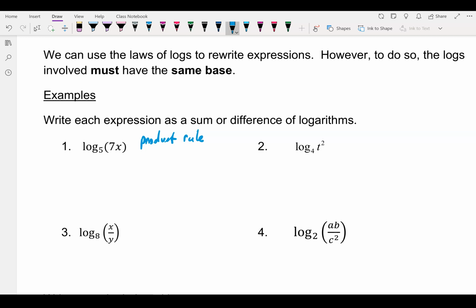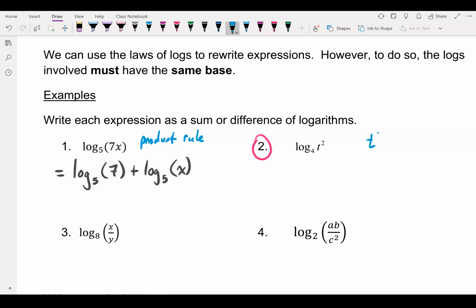So we're going to use the product rule for logs. What that means is you can split the single product of 7 times x into the log base 5 of 7 plus the log base 5 of x. And that's all there is to it. You should pause the video and try number 2. Number 2 is the exact same method, it just looks different.